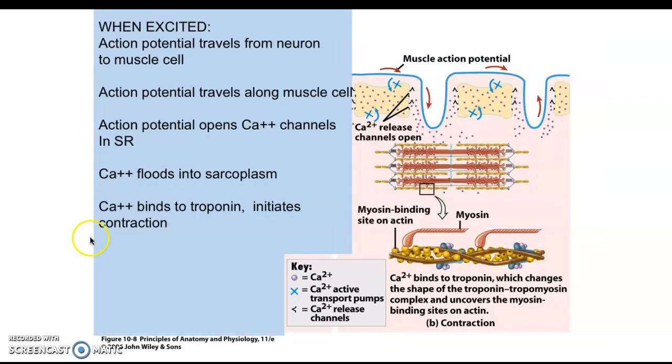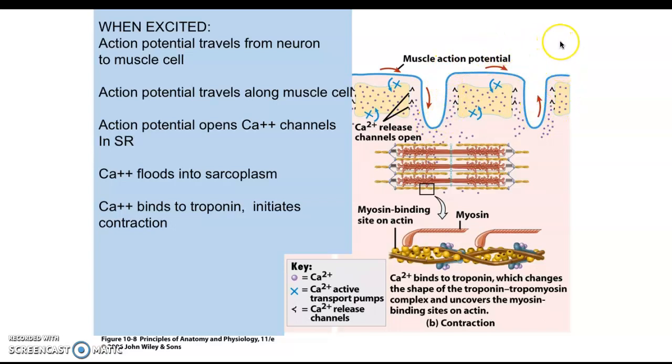So what happens when we generate an action potential here? What we're not showing here is the action potential traveling from the neuron to the muscle cell, and we're not seeing the generation of that action potential by the binding of acetylcholine to the acetylcholine receptors in the plasma membrane. We're seeing what happens after that.